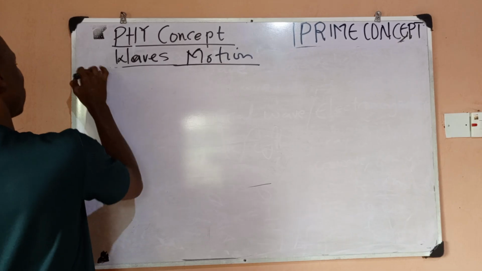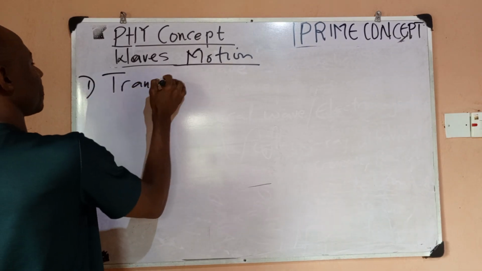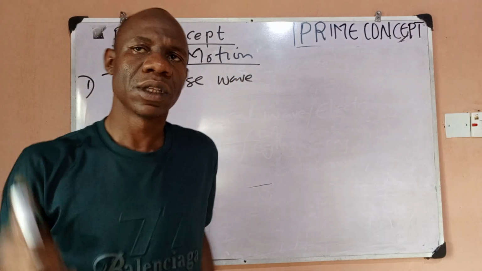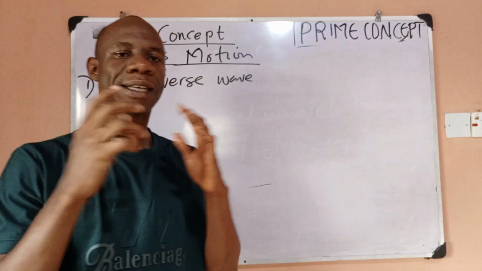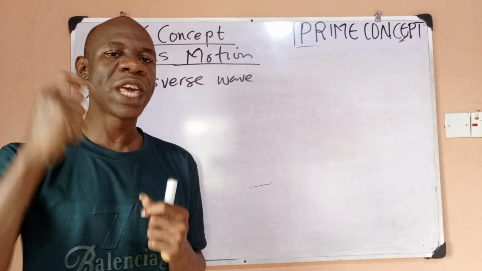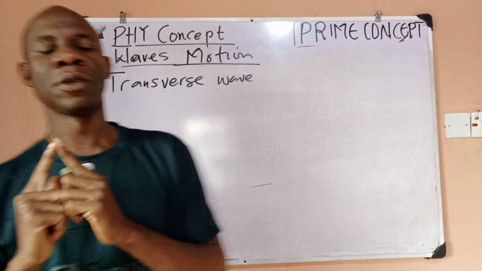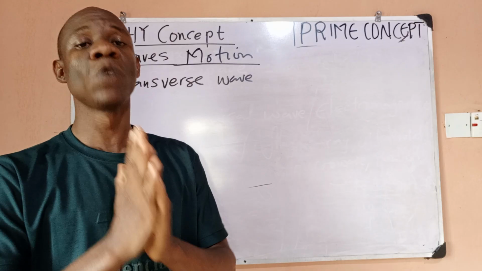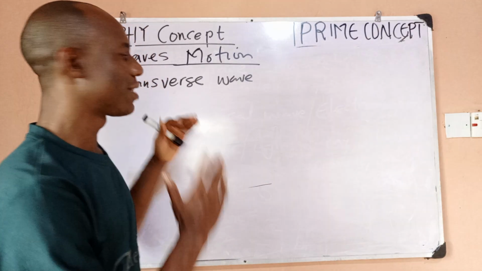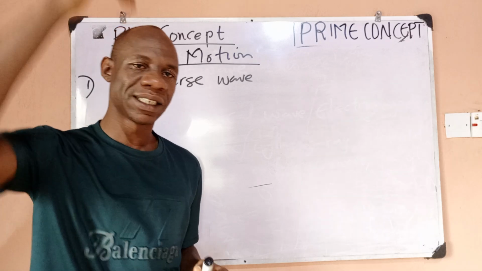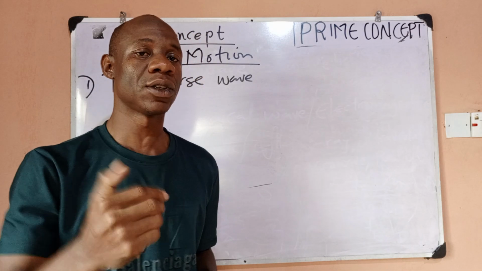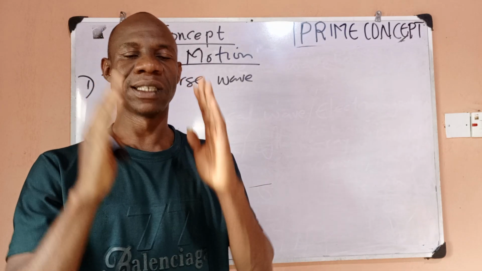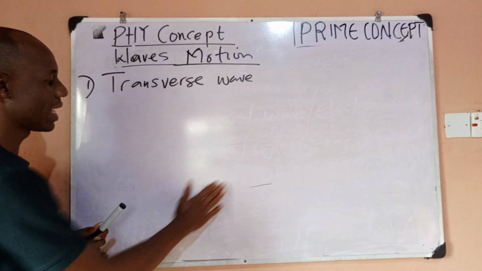So number one we want to consider is transverse wave motion, right? What is transverse wave motion? Transverse wave motion is a wave motion whereby the displacement of the particle, or the vibration of the particle, and the displacement of the wave itself are perpendicular. So transverse wave motion occurs when the particles of the medium vibrate in a direction perpendicular to the direction of travel of the wave. So in this case, you have a perpendicular relationship.